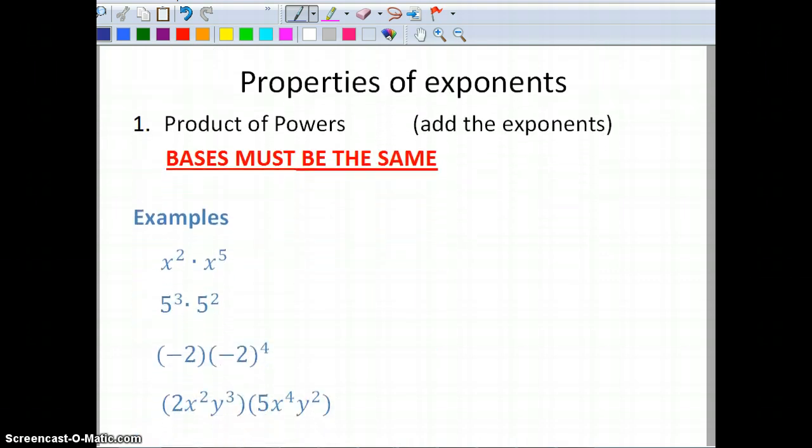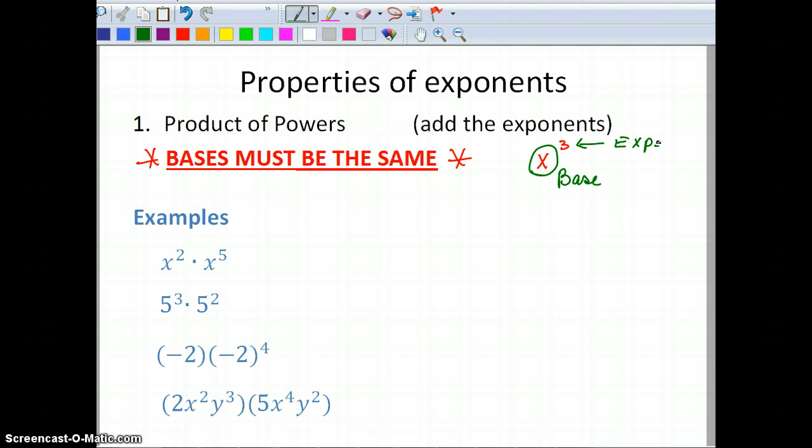So what we're going to do now is take a look at some of the properties of exponents. Now the first one is called the product of powers. Whenever you use the product of powers, you're going to be adding the exponents, but it's really important that you remember that the bases must be the same. So remember, when we talk about an exponent, if I have x to the 3rd power, x is my base and 3 is my exponent.